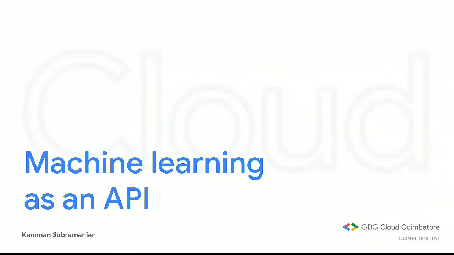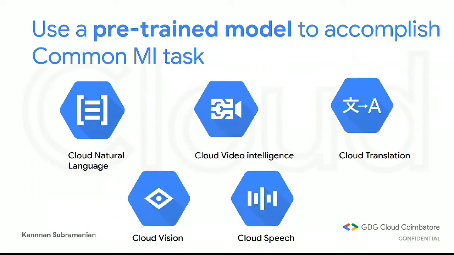Now we get into the core part of our topic. Let's start with machine learning as an API. You can get it live and run on GCP. We have 5 APIs that give access to pre-trained models to accomplish common ML tasks. They can do things like analyzing images, analyzing videos, converting audio to text, and analyzing text.